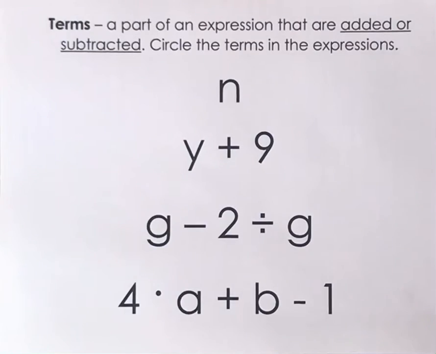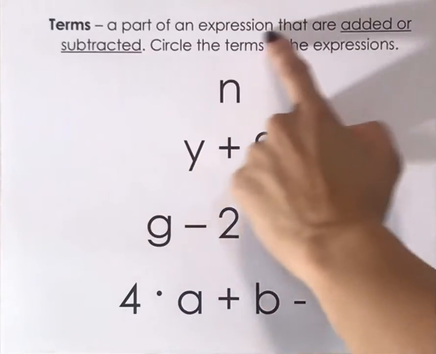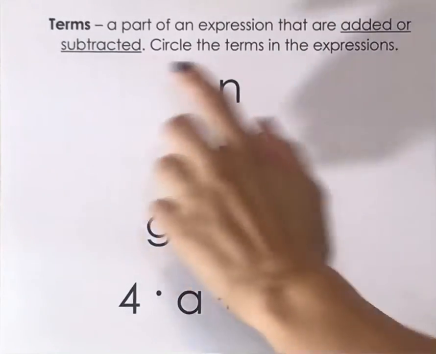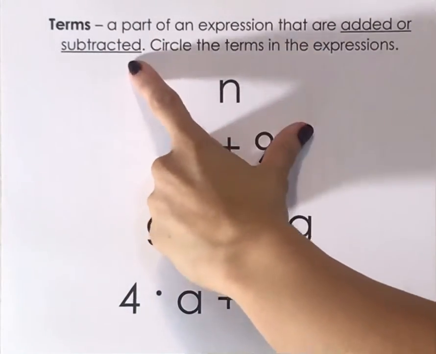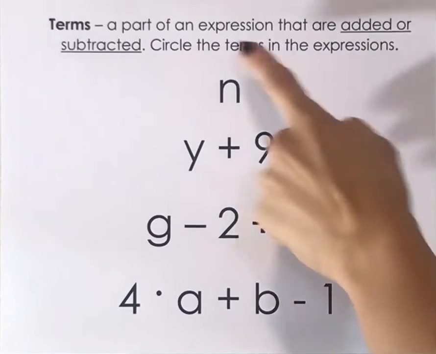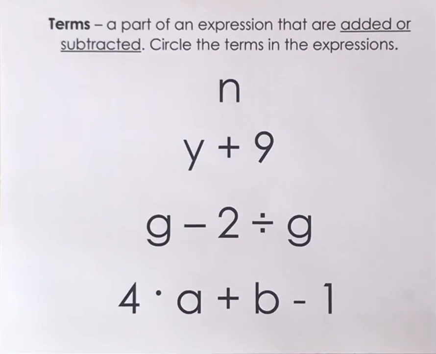Okay, today we're going to talk about a term. Terms are a part of an expression that are added or subtracted. So what we're going to do is circle the terms in the expression. When I say that they're separated by adding and subtraction, it means I will not be circling any adding or any subtraction, because that's what separates terms.